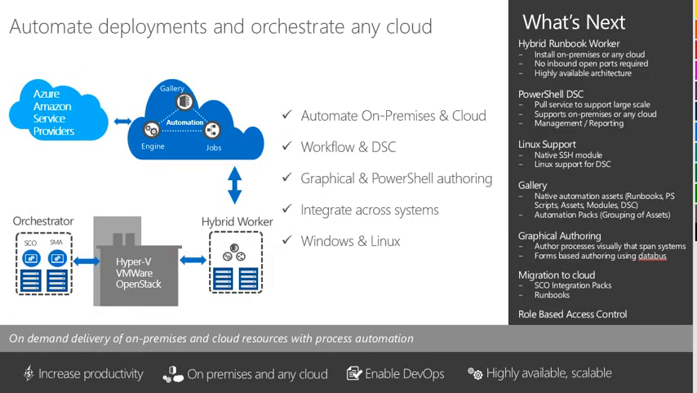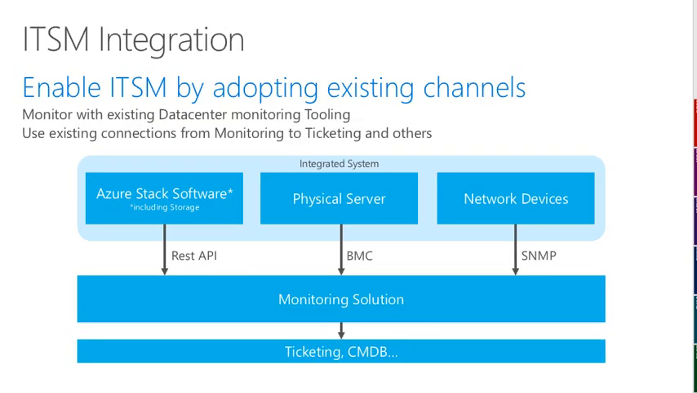What is next? Hybrid runbooks, PowerShell DSC, Linux support, gallery improvement, and orchestration, and that will basically lead to the life cycle improvement around the integration itself. And then we got the integration, like you can see, the ITSM and the Azure Stack software, the monitoring, like you can see, BMC, SNMP for network devices and REST. This is enabled for the adaptation.